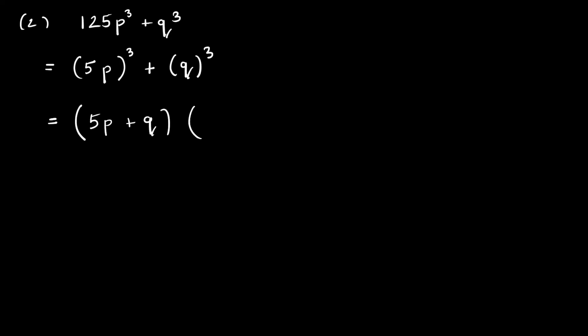What will come in the second bracket? First, what will come? 5P square. Then minus 5P, what is B? Q square. No, it is AB, this is A into B. Okay. Plus, now comes B square. Sir, but you have written 5Q. Sorry, my mistake, 5P. Okay, thanks. And Q square.